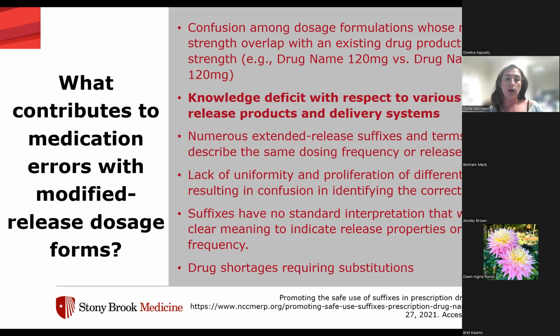And then lastly, of course, drug shortages requiring substitution. So from the example before, when we get an email from John Bruno, we have to scramble and figure out what we are going to use instead. And you have to make sure that the medications are interchangeable, the dose is appropriate, and the patients are getting what they should be getting.